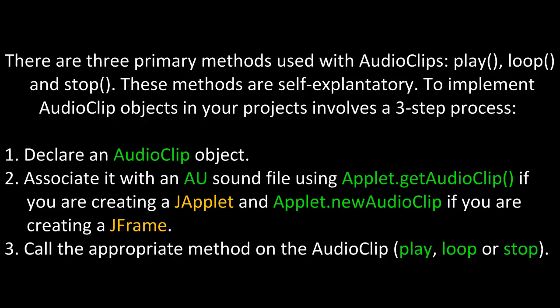There are three primary methods when using AudioClip objects. They are play, loop, and stop. These methods are self-explanatory. Implementing AudioClip objects in your projects involves a three-step process. First, declare an AudioClip object. Second, associate it with an AU sound file using applet.getAudioClip if you are creating a JApplet, and Applet.newAudioClip if you are creating a JFrame. Third, call the appropriate method on the AudioClip object: play, loop, or stop.